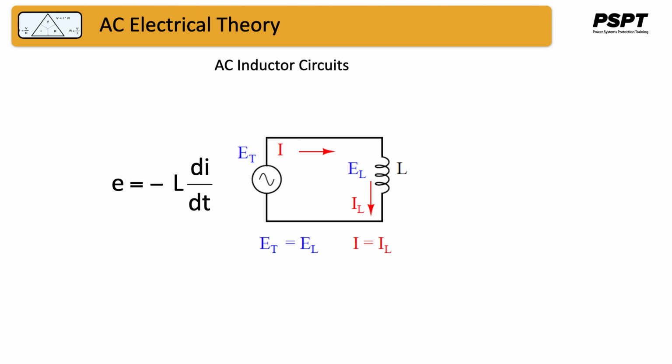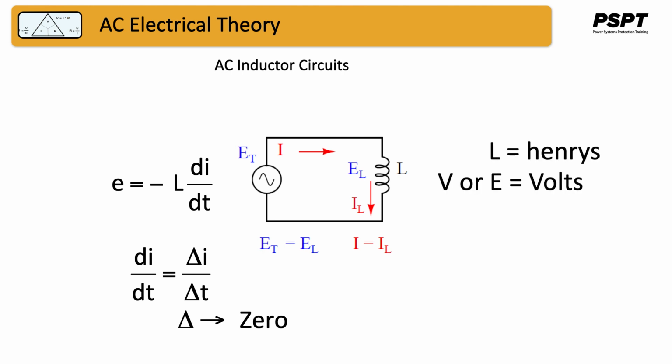The expression di/dt is one from calculus, meaning the same thing as delta I over delta t as delta t goes to zero. So it's really the change of current over the change of time. This means the rate of change of instantaneous current over time in amps per second. The inductance L is in henries, and the instantaneous voltage, of course, is in volts.